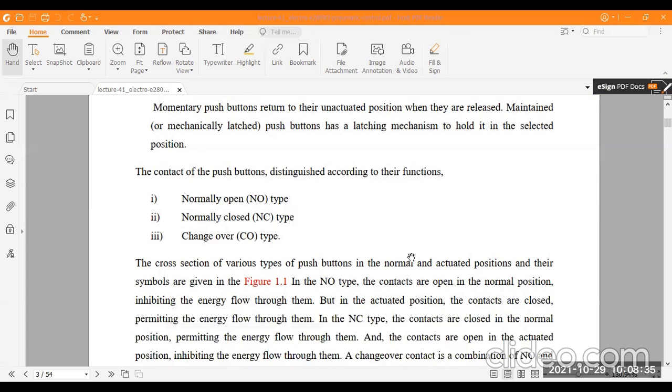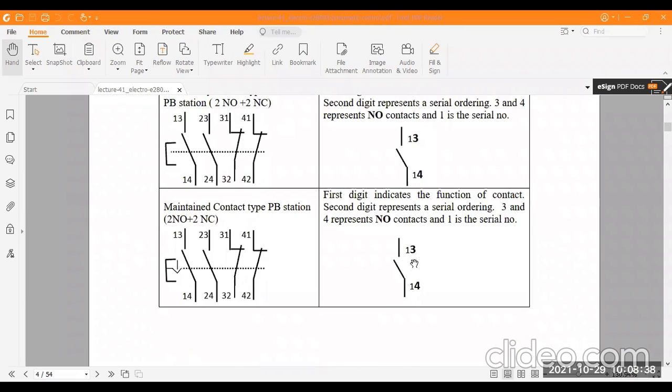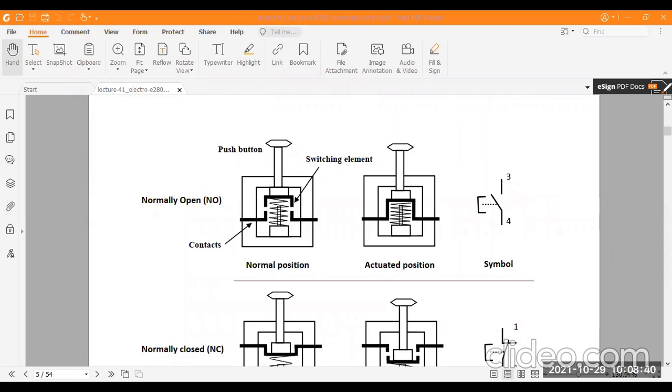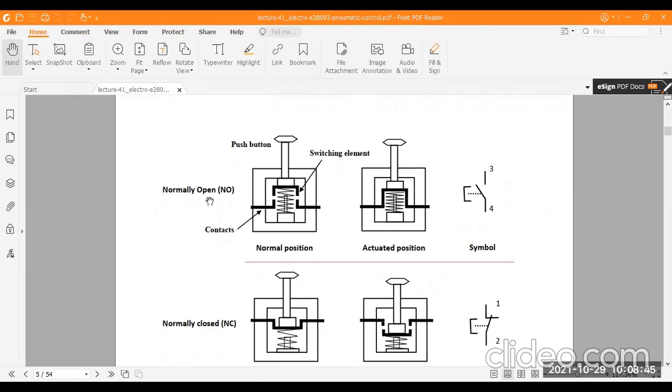I have given a diagram so that you get a certain idea. In this picture, in the first one, we see a normally open type of pneumatic or push button switch. Here you can see the contact part, one spring, the push button, and the switching element. First, this is the normal position. That means there is no contact between this part and this part. So this is called a normally open push button switch.